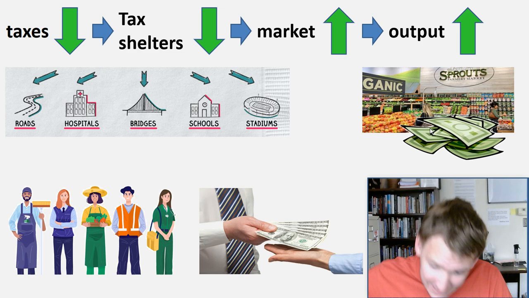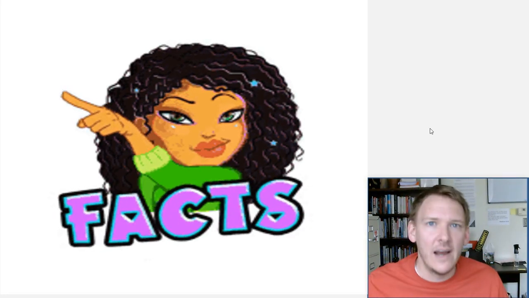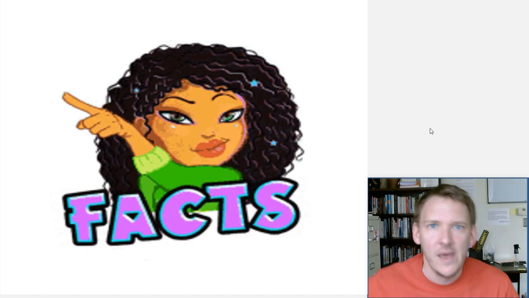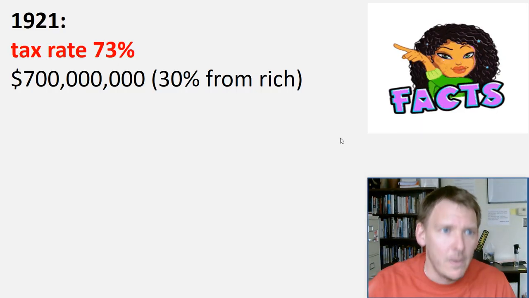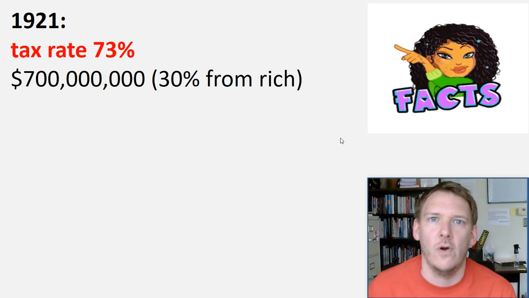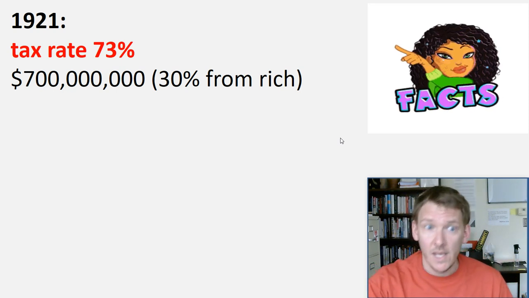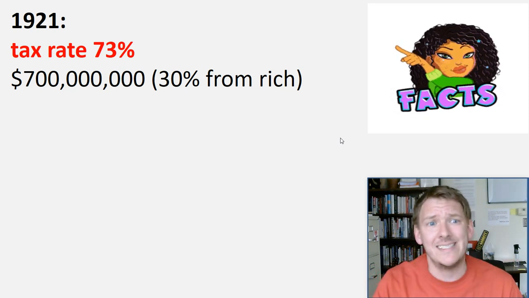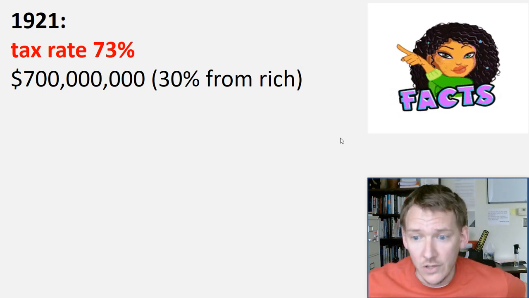And this is facts. These are facts. I mean, it's right there. It's been there in front of our eyes the entire time, and yet we still go on and on about this trickle down jamboree. 1921, the tax rate was 70. I'm sorry, it was 73. I said 74. Oh boy, gonna get canceled now. Tax rate was 73%. Government revenue that resulted from that 73% tax rate, $700 million.